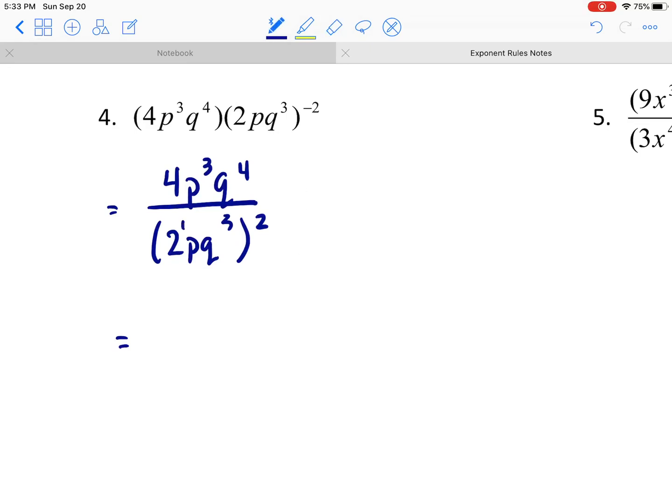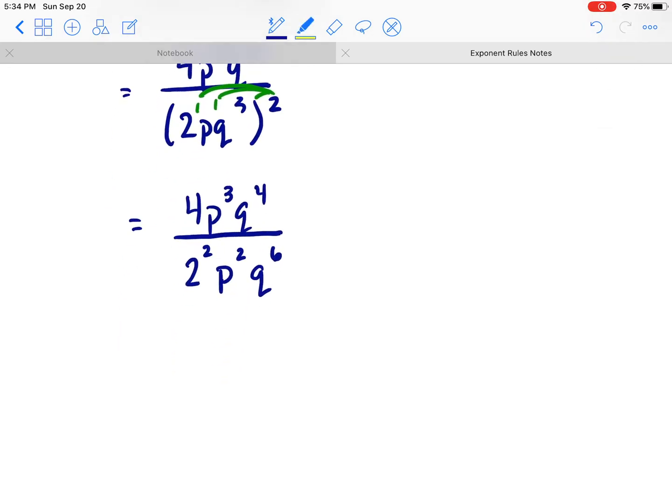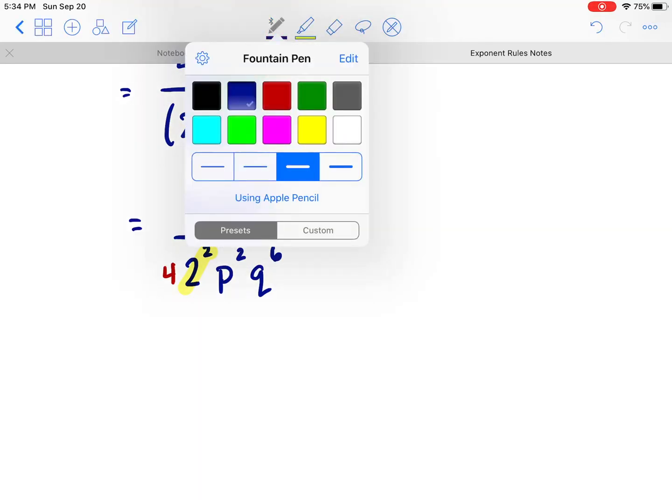So I'm going to use my power rule on the bottom. Let's multiply each of these exponents by 2. That's going to leave me the same thing on the top. I'm just going to bring down my 4p cubed, q to the fourth. On the bottom, we've got a 2 squared, a p squared, and q to the sixth. And then this 2 squared becomes a 4. Hopefully we're okay with that. And now we can divide. Let me just change the color. Let's make this 4. Okay, so now we can divide.